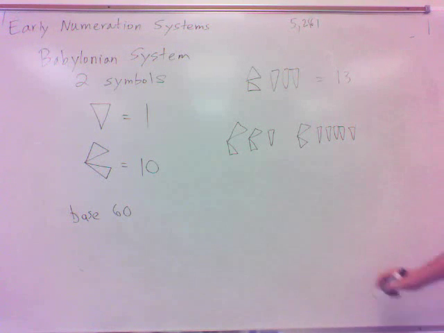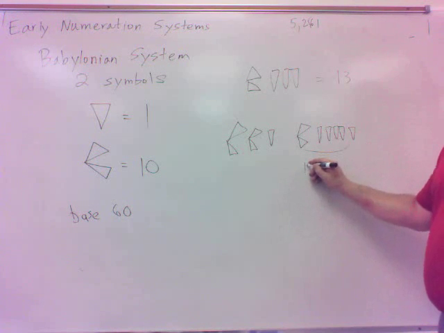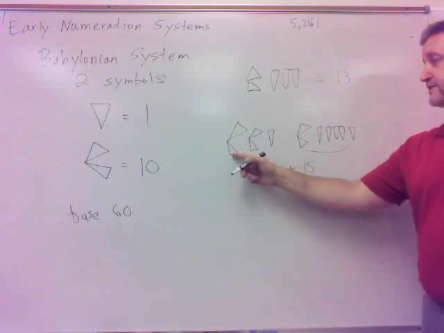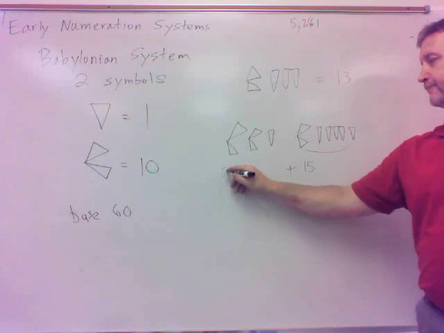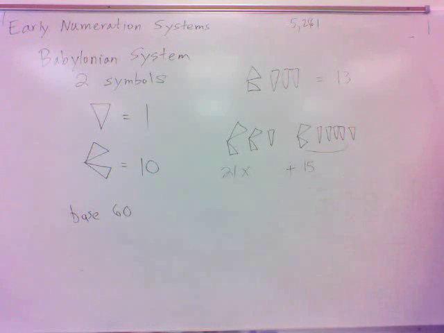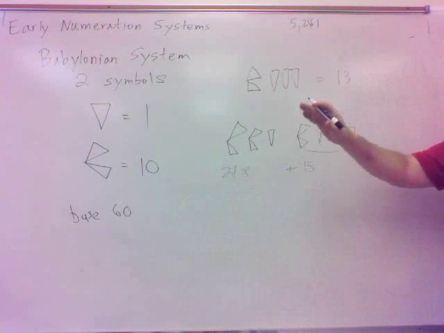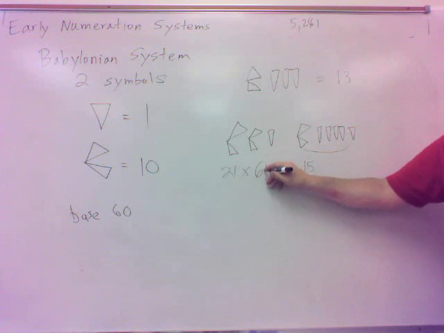And what it would mean is, this, of course, is the 15, right? And this, of course, is 21, 10, 10, and 1, right? But this group here would be, and that's where the base 60 comes in, they would multiply this one by 60.